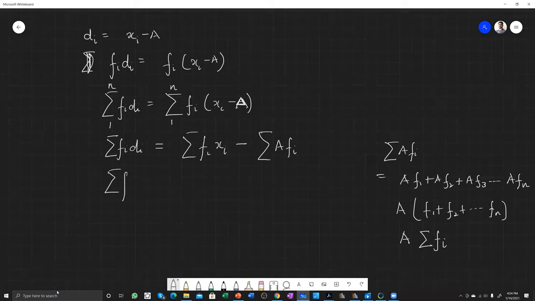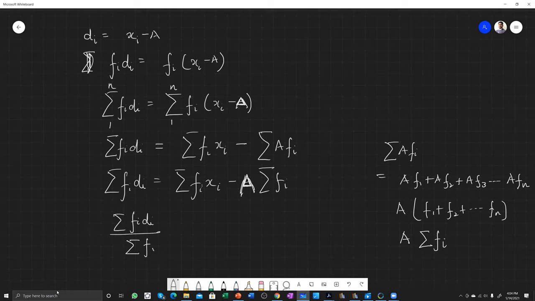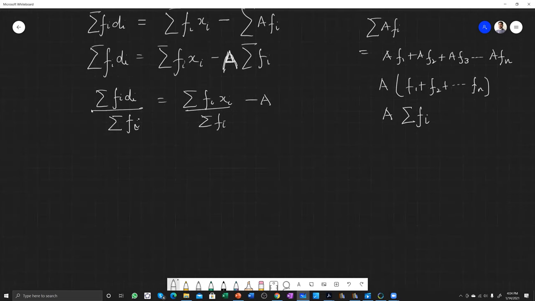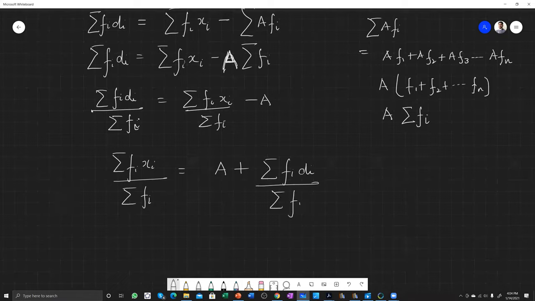So hence here summation f_i d_i is equal to summation f_i x_i minus a times summation f_i, isn't it? Now, my dear friends, divide the entire equation by summation f_i. Divide the entire equation by this. So it will be summation f_i x_i divided by summation f_i minus a. And that completes the proof, isn't it? That completes the proof. Why? Because now you can write summation f_i x_i divided by summation f_i is equal to a plus summation f_i d_i divided by summation f_i. Okay.